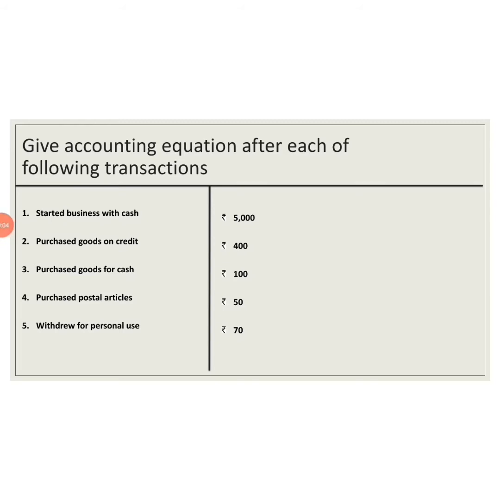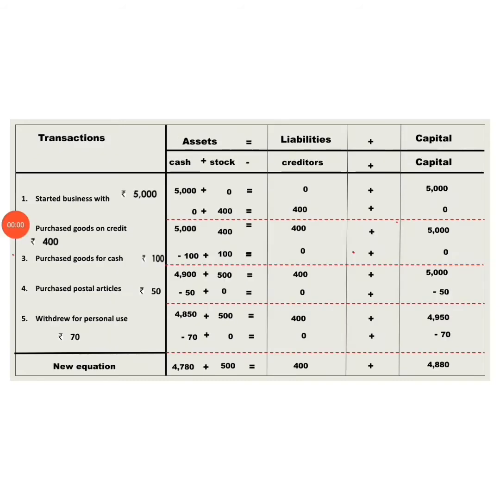The question is as follows. Give the accounting equation for each of the following transactions. Started business with cash rupees 5,000. Purchased goods on credit rupees 400. Purchased goods on cash rupees 100. Purchased postal articles rupees 50. Withdrew for personal use rupees 70. The thing to know generally about this accounting equation is that each and every amount which I read out will appear twice. Now let us discuss how the problem can be solved.